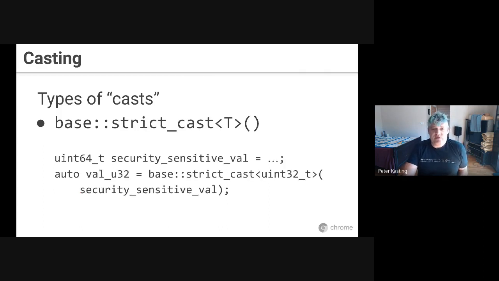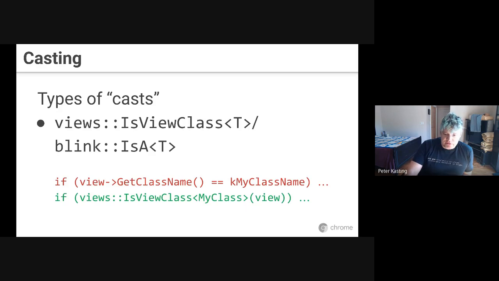If you want to be even more strict than that, we have base::strict_cast. And strict cast says, put it in the target type or check fail and die. This is useful for security sensitive code where you're like, this must fit in a 16-bit value because I expect to have that here. So strict cast is exciting.